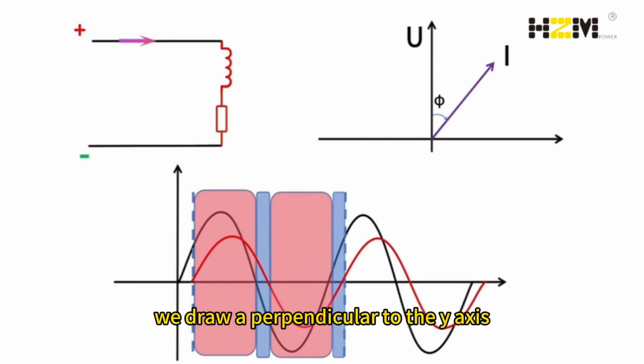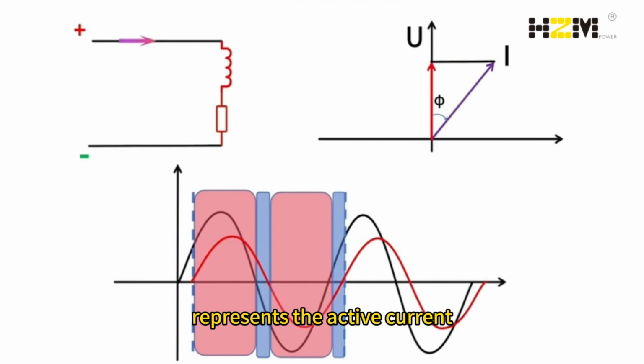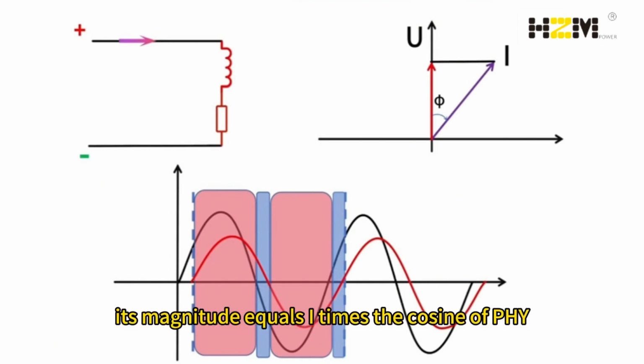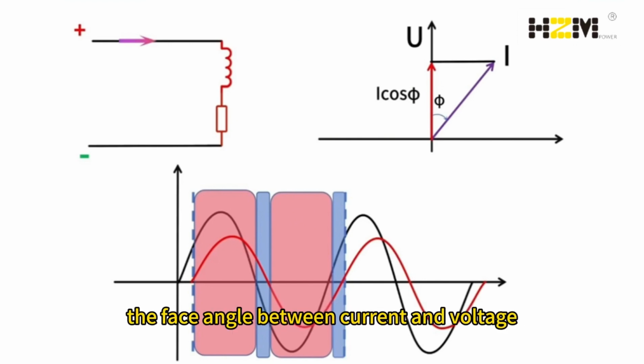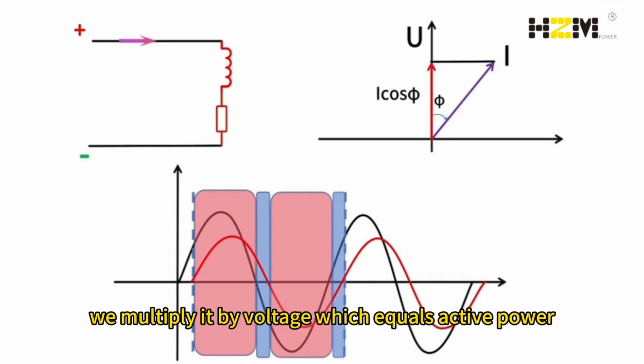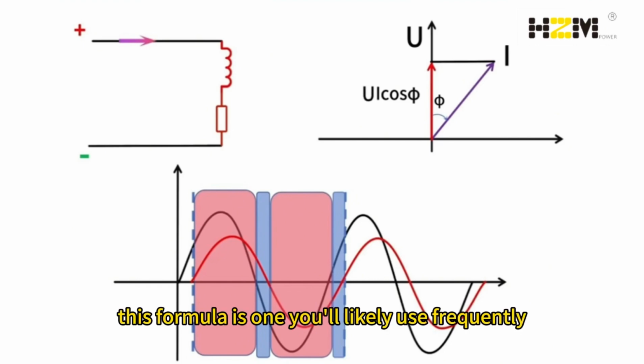We draw a perpendicular to the y-axis. The red component, in phase with the voltage, represents the active current. Its magnitude equals I times the cosine of phi, which is the power factor. That's something you should be familiar with, the phase angle between current and voltage. We multiply it by voltage, which equals active power, denoted as P. This formula is one you'll likely use frequently.